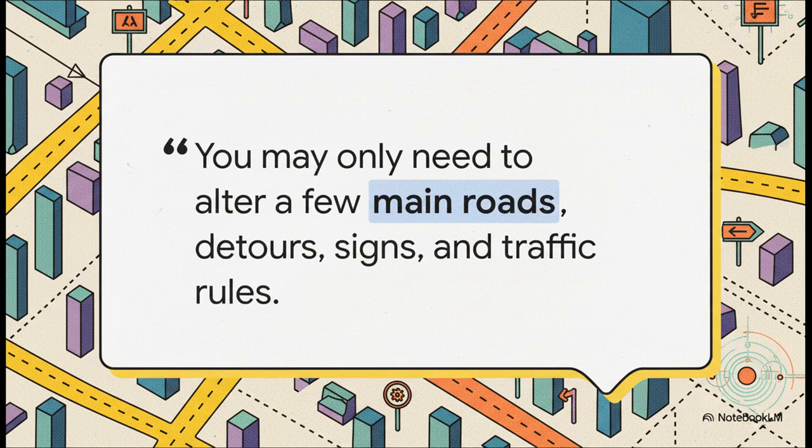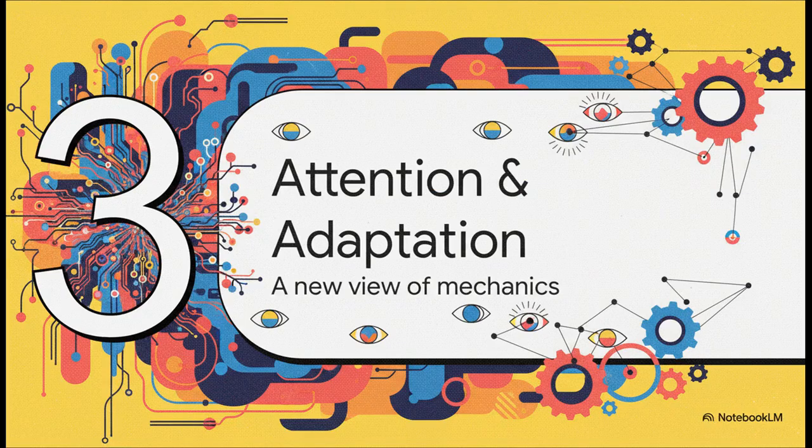Imagine a model's knowledge is a giant, sprawling city. If you want to teach it a new skill, you don't have to rebuild the entire city from the ground up. Nope. You just need to alter a few main roads, maybe change some traffic signs. And that's exactly what efficient fine-tuning methods are hinting at, that small, targeted changes in the right directions can have a huge impact.